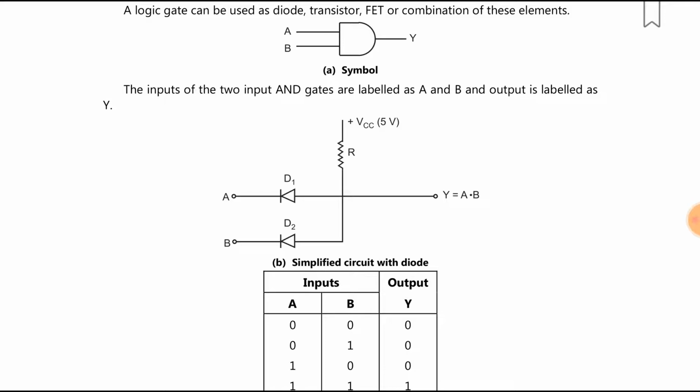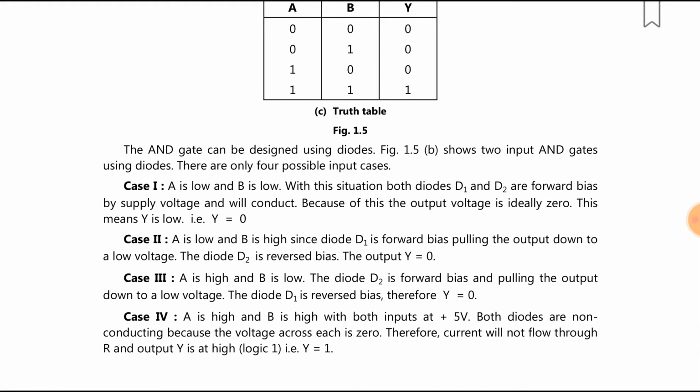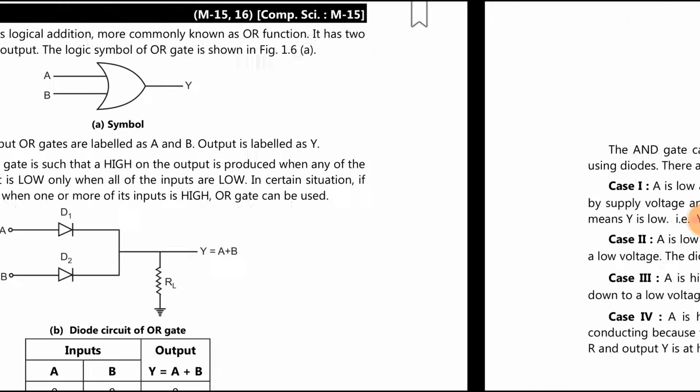When both the inputs A and B are 0 0, output is 0. If 0 1 is the input, output is 0. 1 0 is input, output is 0, and both 1, that is 1 1 inputs, output is 1. So for the AND gate, output is 1 only when both the inputs are 1. Okay. So these are the various cases discussed.